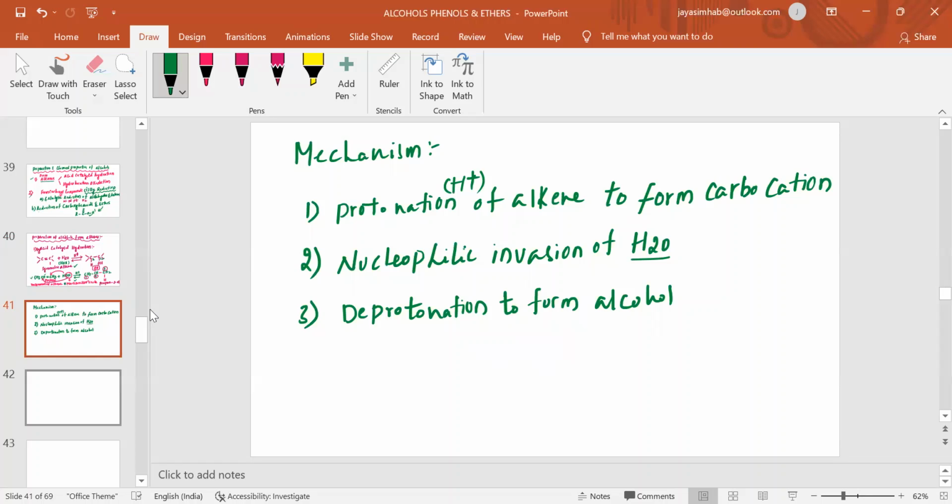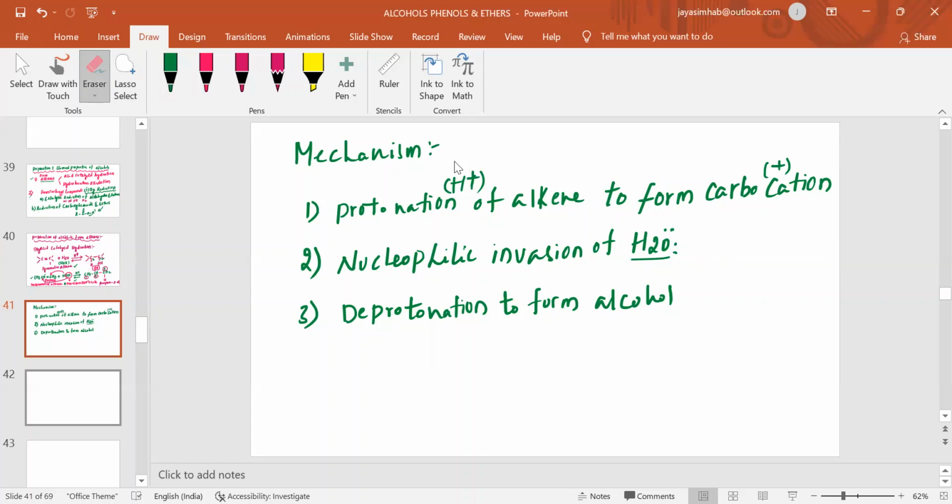The water molecule has lone pairs of electrons on the oxygen atom, so it is electron dense in nature. Because of the negativity of the water molecule, it will attack the carbocation, which is the positively charged carbon. That is the second step. And finally, from that adduct, or addition product, we remove the proton, H plus again, to form the respective alcohol.